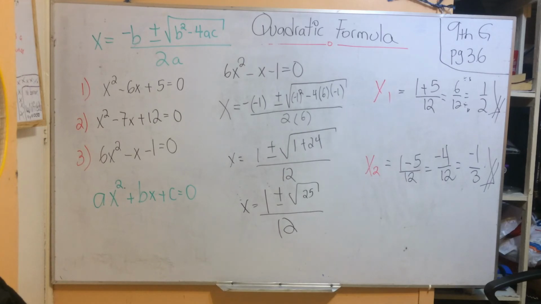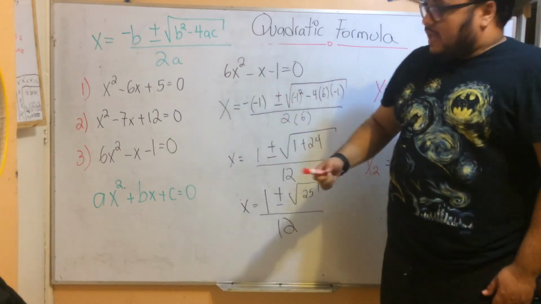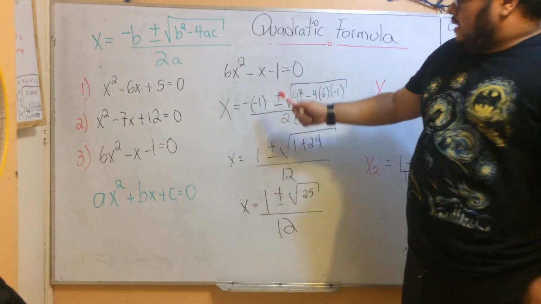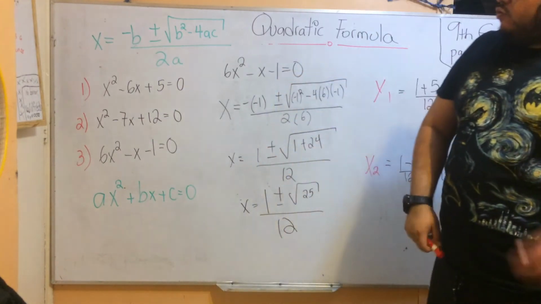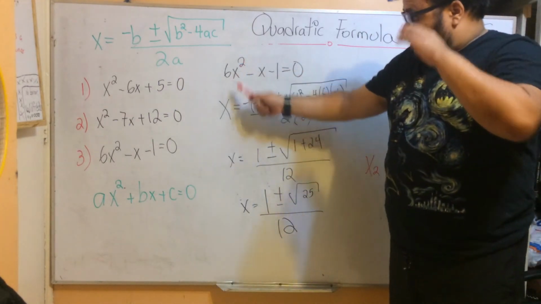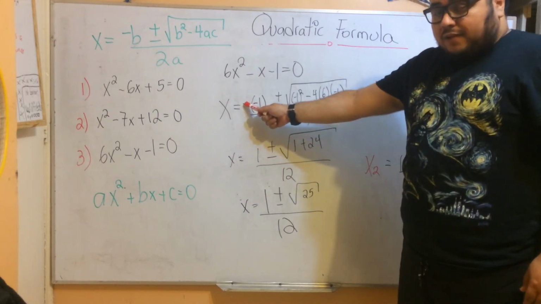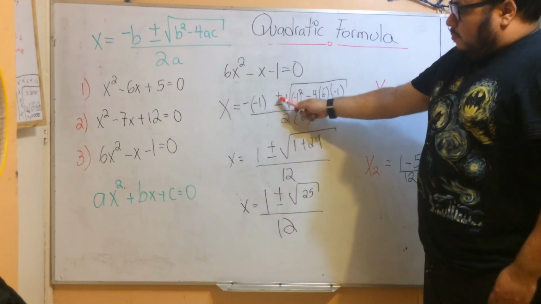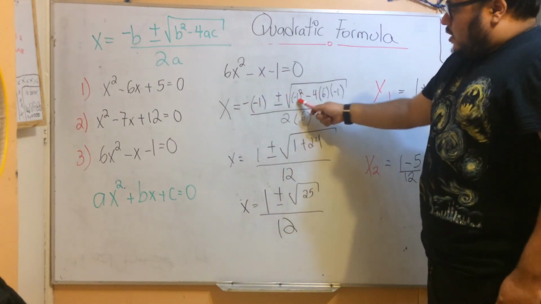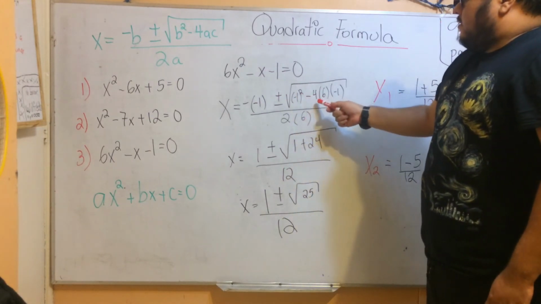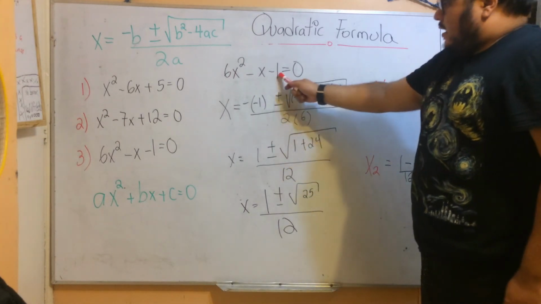Okay, let's review. We have the equation. We have the term 6, which is a, minus 1, which is b, and minus 1, which is c. So we take these terms and put them into the quadratic equation. Minus b, minus 1, but we have a negative term, so they need to multiply. Plus or minus negative 1, which is b, squared, becomes 1 positive, minus 4 times a, which is now 6, and minus 1.